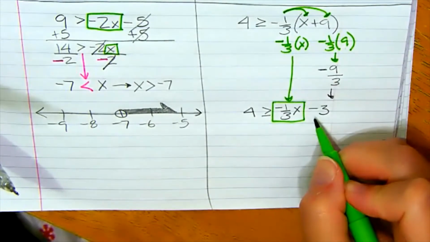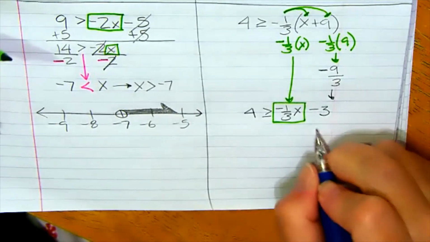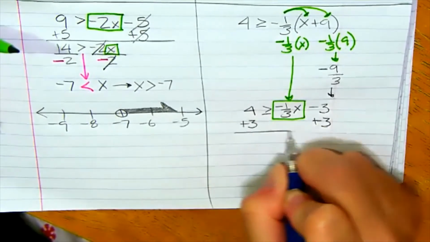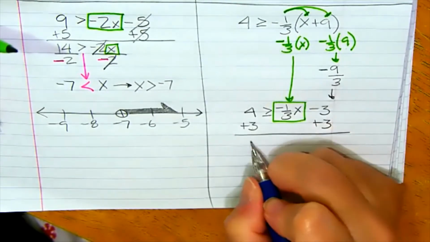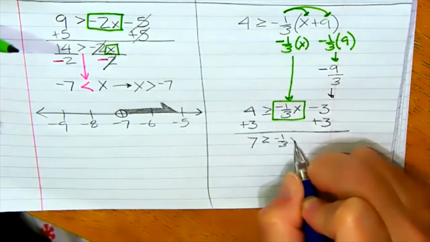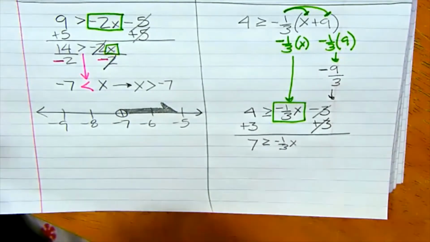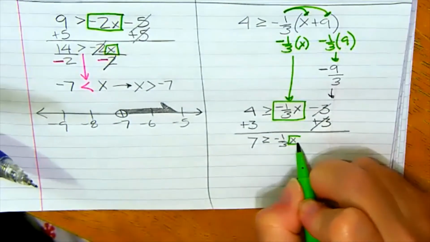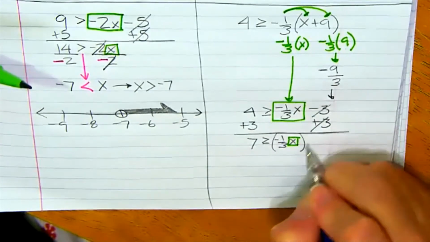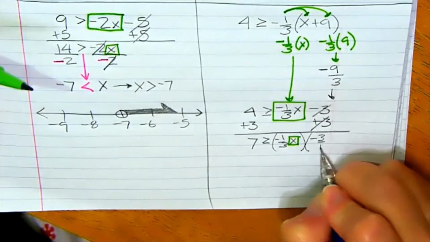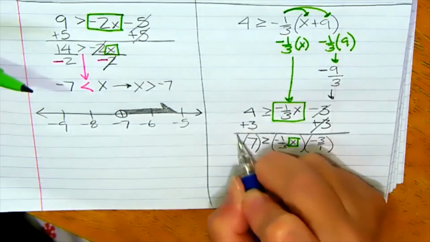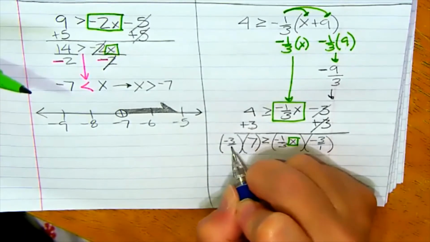So I need to get rid of or undo this negative 3. So I'm going to add 3. What I do to one side, I must do to the other. So I've got 4 plus 3 is 7 is greater than or equal to negative 1/3 x. These guys cancel. I need to isolate my variable. So I'm going to multiply this side by negative 3 over 1. And what I do to one side, I must do the other.